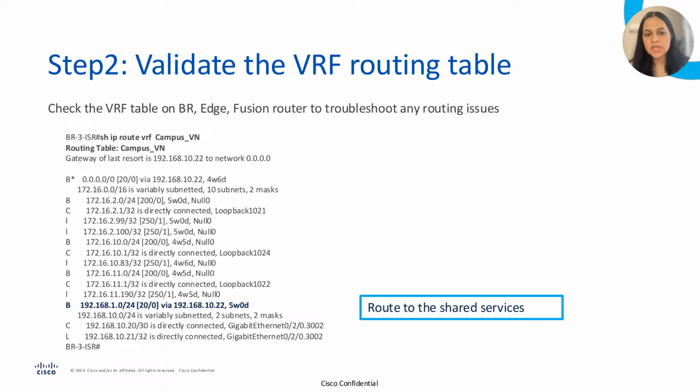The output that you're seeing here on the screen is from a border device where we are showing the routing table of campus VN VRF and highlighting the route to shared services that the border is learning through BGP via Fusion. So if a user is not getting SGTs or IPs, then they also need to check if they have a route to shared services correctly learned on their border device or not. And this is how you can check that. So it's an important step when you're troubleshooting.